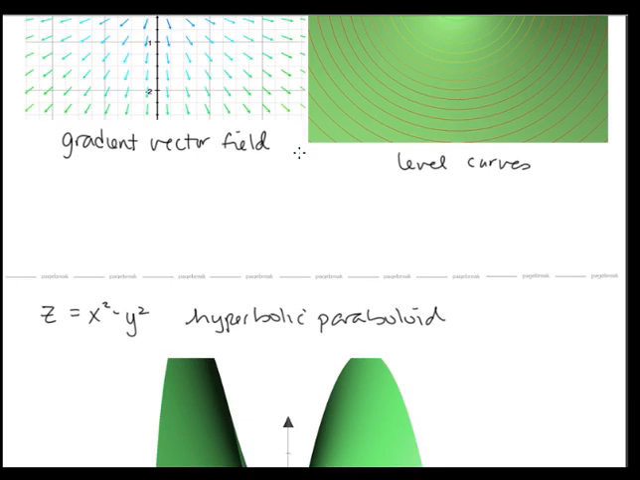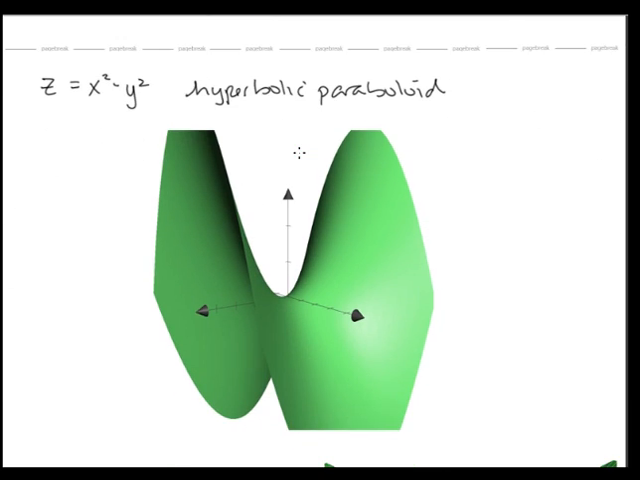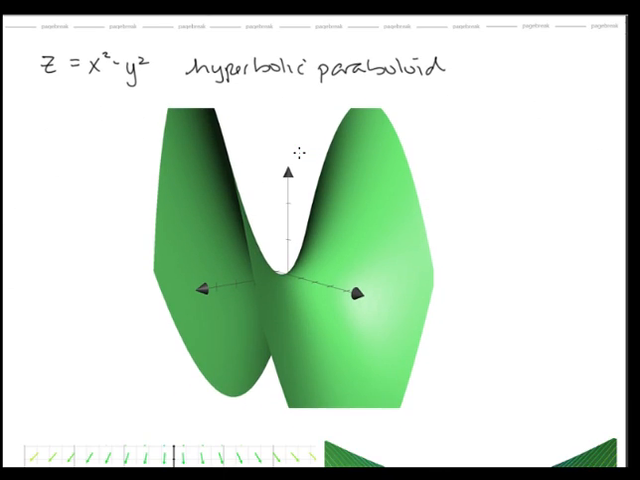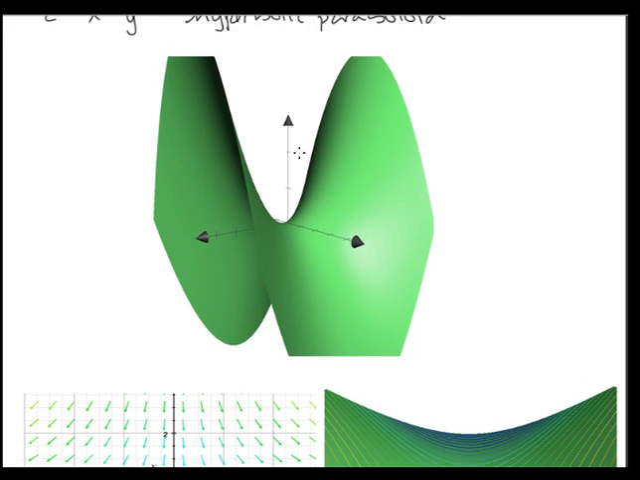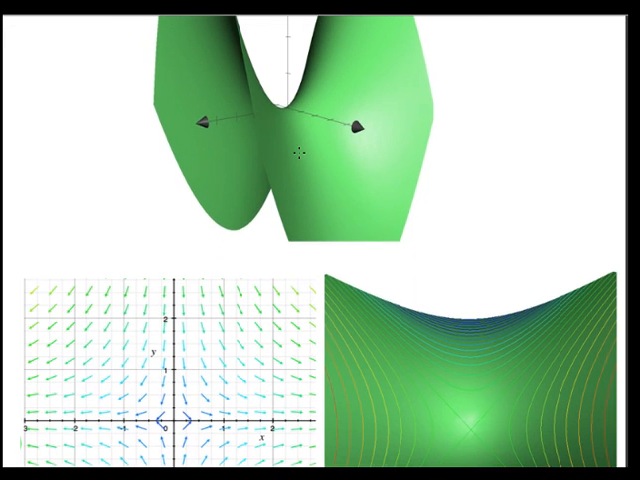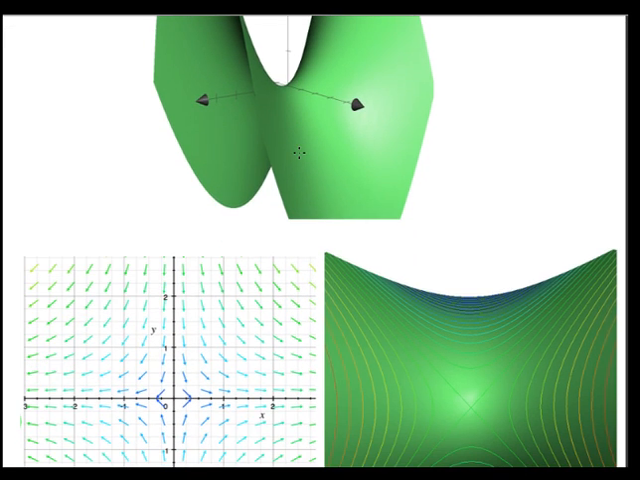Now let's take a look at our hyperbolic paraboloid, z equals x squared minus y squared. And let's take a look at its gradient vector field and level curves. Remember that the gradient vectors point in the direction of maximum increase. So we can see that along the y-axis, we're getting a maximum in that direction. Those vectors are pointing inward towards the origin.